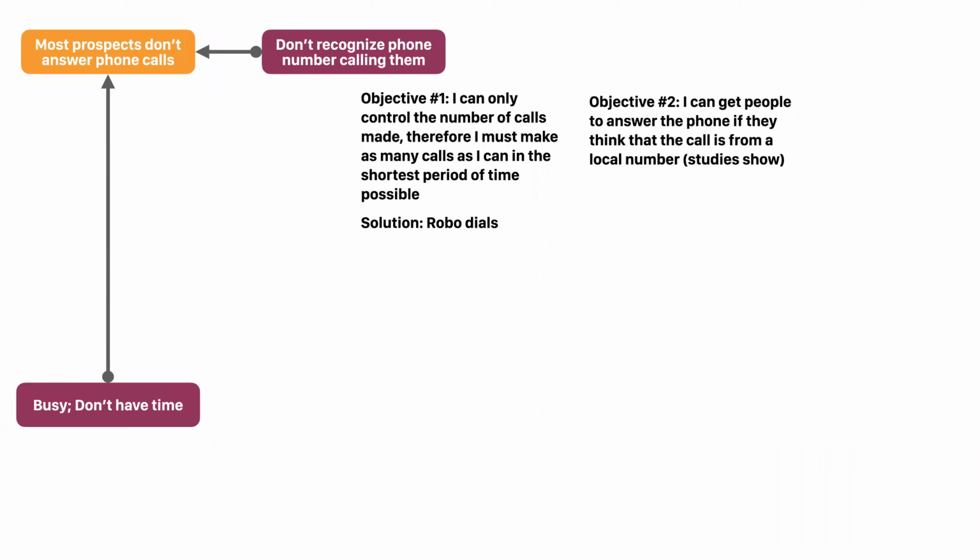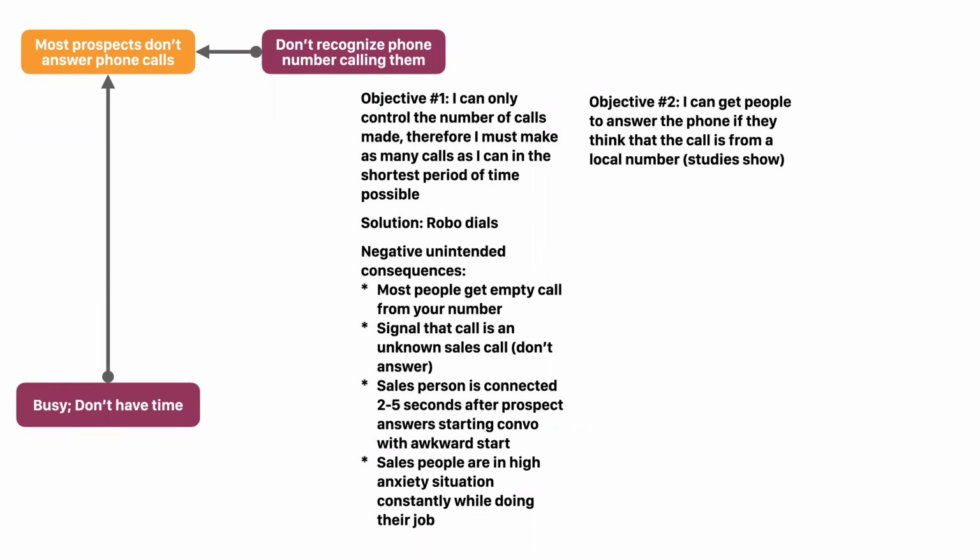Because it calls 5 to 8 people at once, as soon as one of them connects, software will then connect that person to the salesperson. But there are some negative unintended consequences with the solution. One is most people get an empty call from your number. So if you call 8 people and one person answers, that doesn't mean the other 7 didn't answer. It just means they didn't answer before the first one. And so they end up getting an empty line. They don't get automatically connected to another sales rep. They get an empty line and a hang up. That's not good. It kind of trains people into not wanting to answer the phone further.